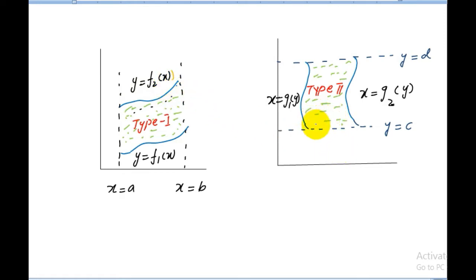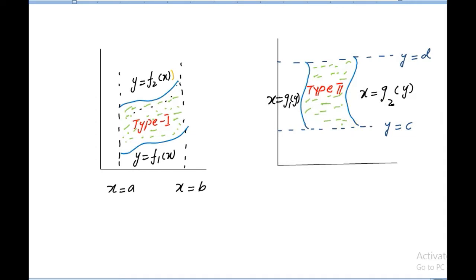Similarly, type 2 region is bounded from below and above by two horizontal lines and from left and right by two curves. In this case, this region is bounded from below by horizontal line y equal to c, from above it is bounded by horizontal line y equal to d, from left it is bounded by the curve x equal to g1(y), and from right it is bounded by the curve x equal to g2(y).